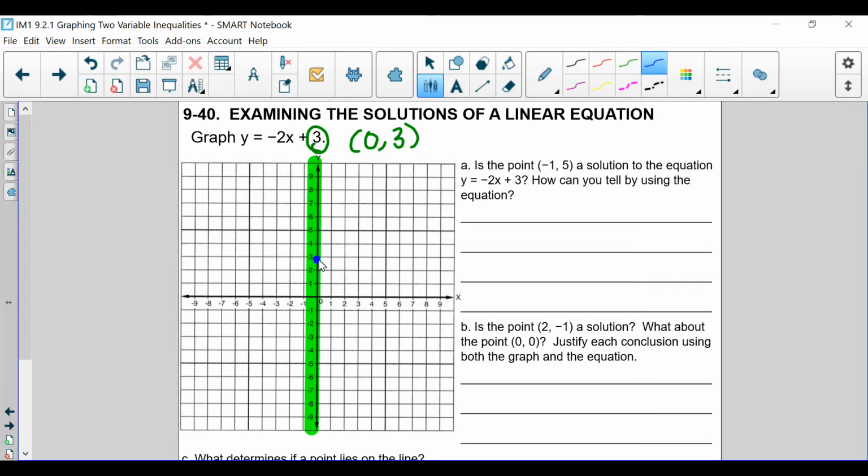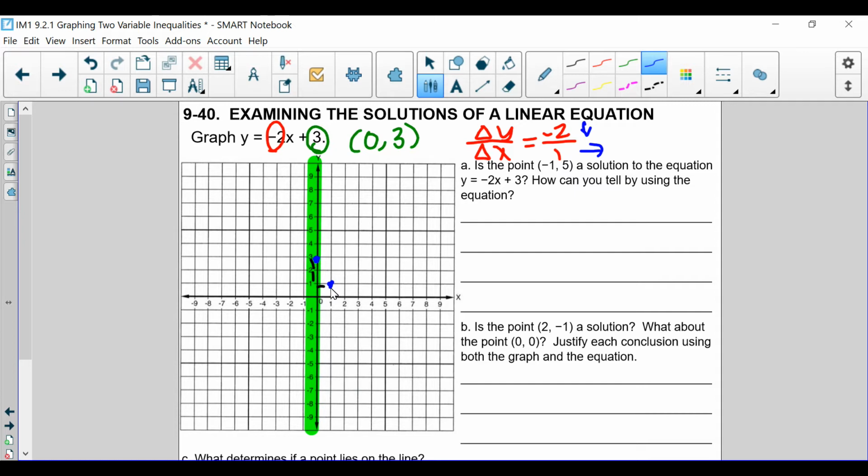Then the next thing is if we look at the slope, or the rise over run, you're going to notice that the slope is negative 2. So what are we doing there? Negative 2 is the same thing as negative 2 over 1, which means you go down 2 over 1. So from the y-intercept, we're going to go down 1, 2, and then over 1. So then we're going to be right here.